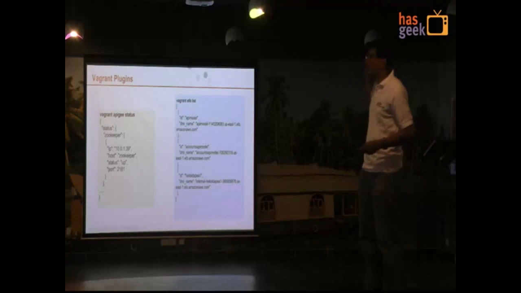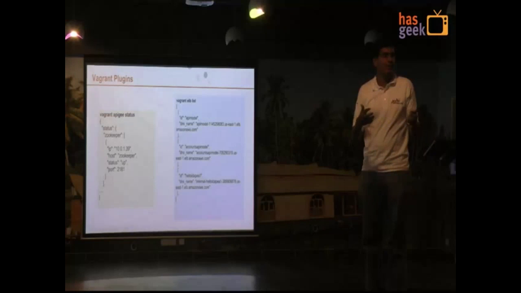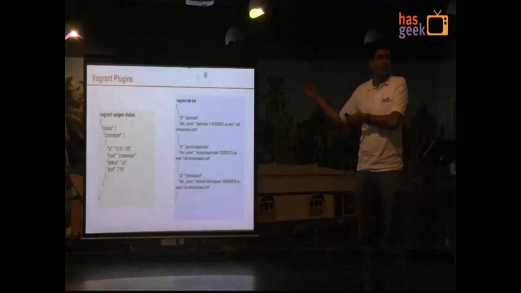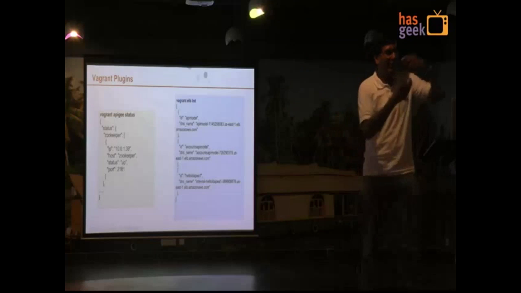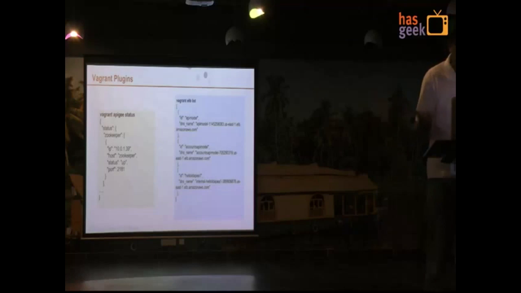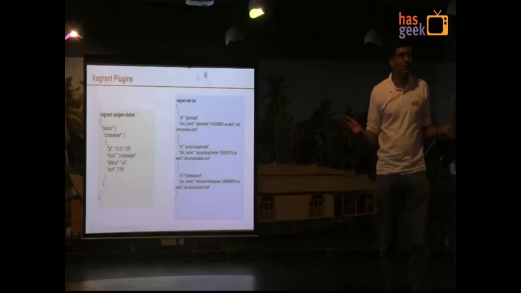So instead of knife ELB list, I would do a Vagrant ELB list. And then in Chef you would have something like knife node show. So similarly you have Vagrant ELB show, and it'll give you a lot more information about the individual ELBs or the Route 53 entries or whatever. So the recommendation is to use plugins. The whole wiring part that I was talking about is done completely via plugins.